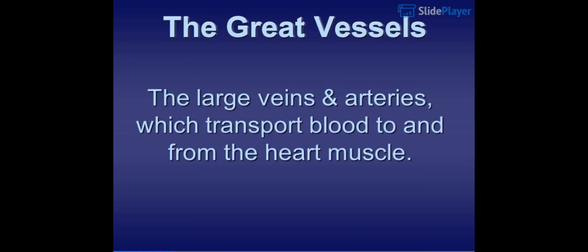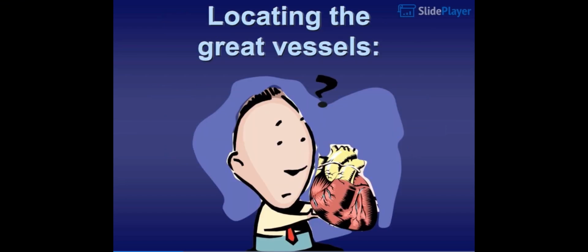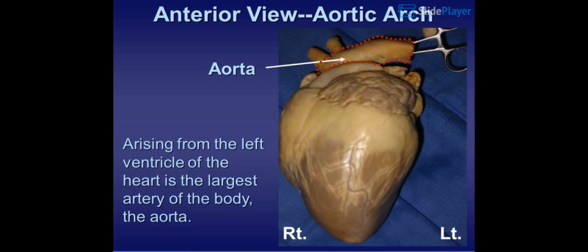The great vessels. The large veins and arteries transport blood to and from the heart muscle. Remind students that arteries always transport blood away from the heart, whereas veins always transport blood back to the heart. Locating the great vessels. Students may use a probe, hemostats, or gloved finger to locate and probe each of the great vessels. Anterior view. Aortic arch.